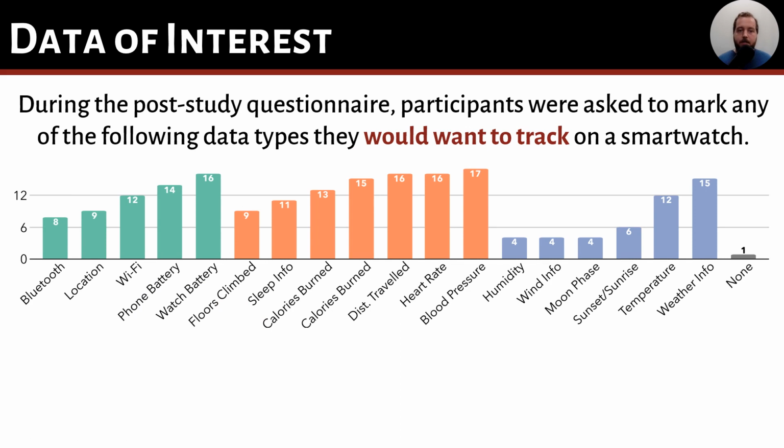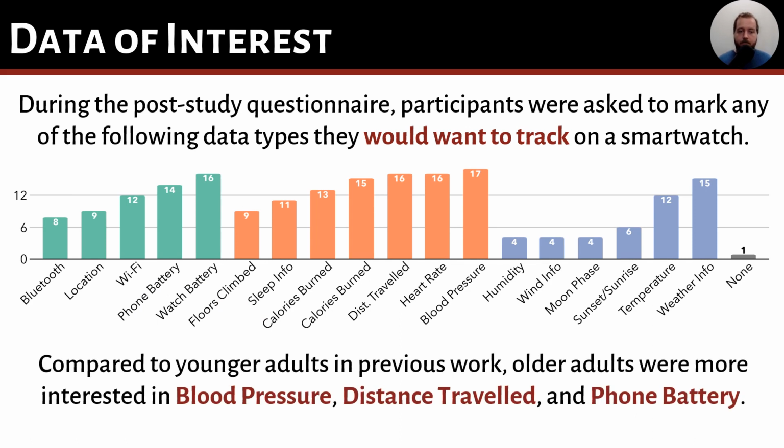We also asked participants what types of data they would want to track on a smartwatch. Compared to younger adults in previous work, older adults showed noticeably more interest in tracking blood pressure, distance traveled, and phone battery. So, what does all of this tell us?